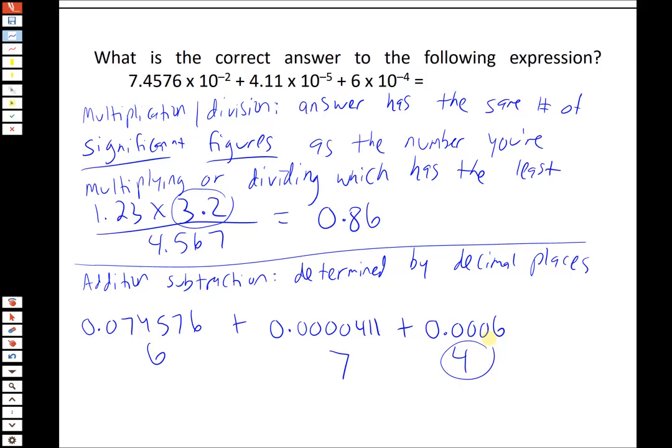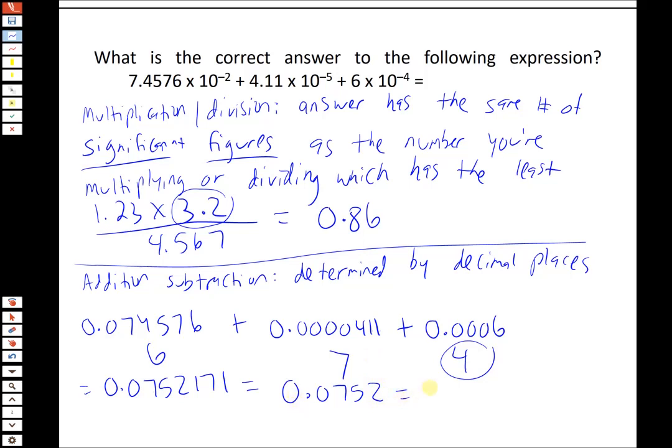What we come up with without any rounding is 0.07521171. But we want to round this to 4 decimal places. So 1, 2, 3, 4. This should be our last decimal place. The number after it is a 1, so we round down. And so we would write this correctly as 0.0752 with 4 decimal places.